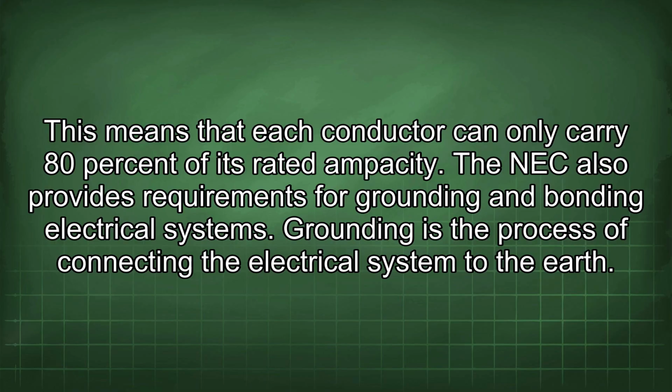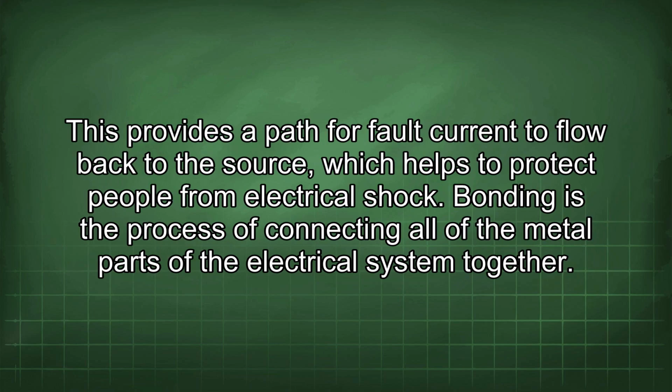The NEC also provides requirements for grounding and bonding electrical systems. Grounding is the process of connecting the electrical system to the earth. This provides a path for fault current to flow back to the source, which helps to protect people from electrical shock. Bonding is the process of connecting all of the metal parts of the electrical system together.